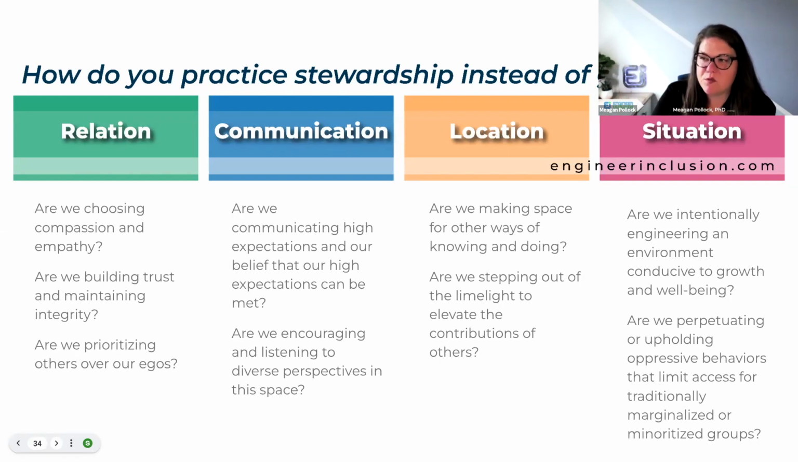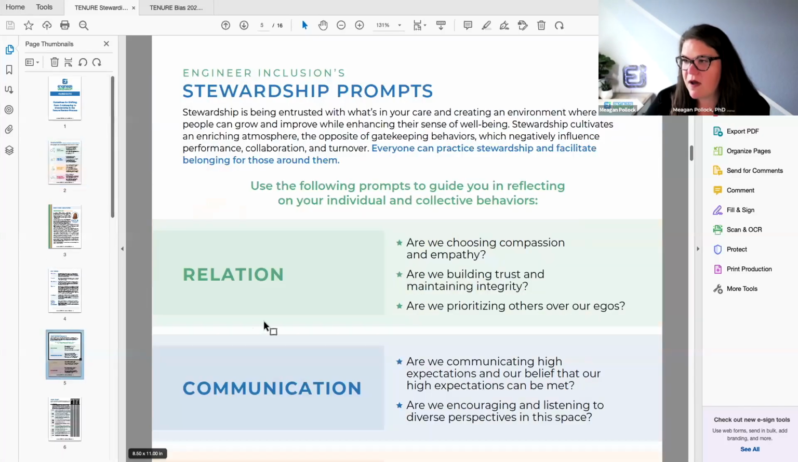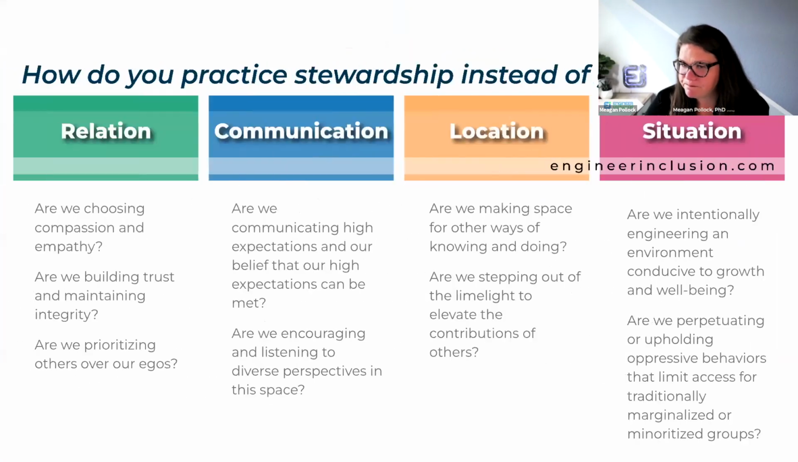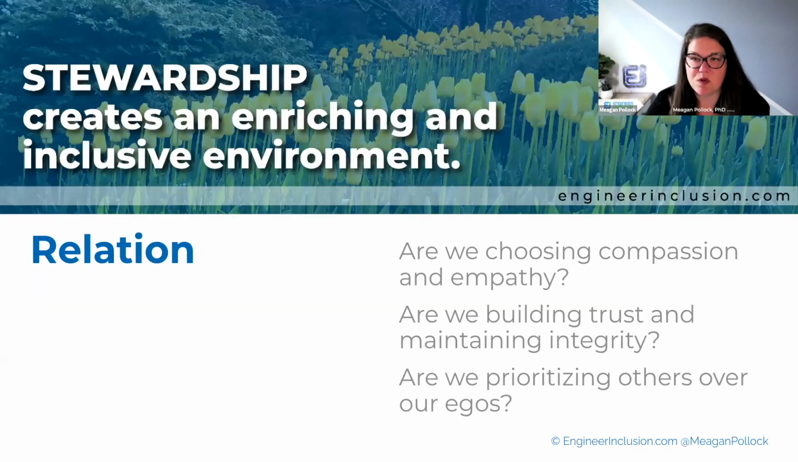But the first is relation, the second is communication, third is location, and the fourth is situation. And this is in your packet on page 5, so you can follow along with this if you want to make notes there. So these are some prompts that you can use to figure out the ways in which you are practicing stewardship.